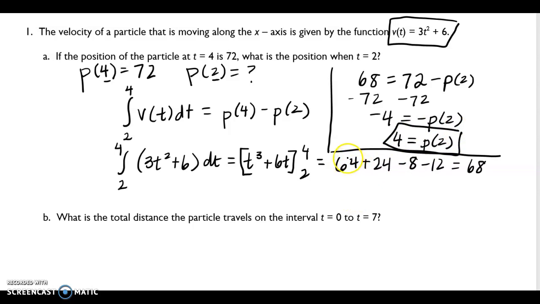In part B, it asks us something different. It asks for total distance. Remember that the total distance formula is the integral from 0 to 7. That's our interval here. And it's always going to be the absolute value of velocity. So specifically, we're going to plug in our velocity equation.